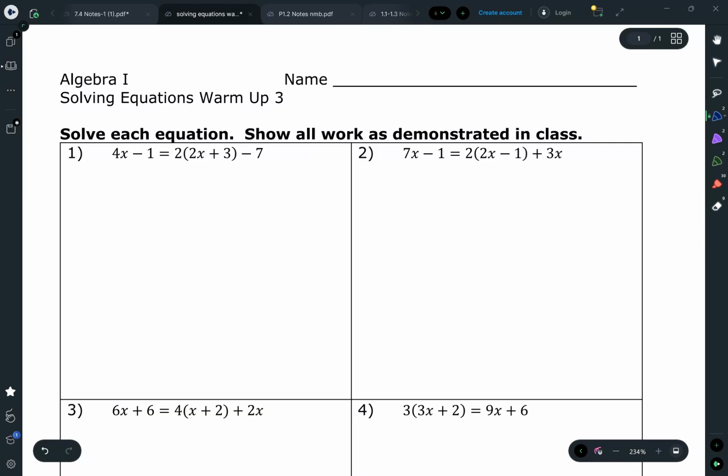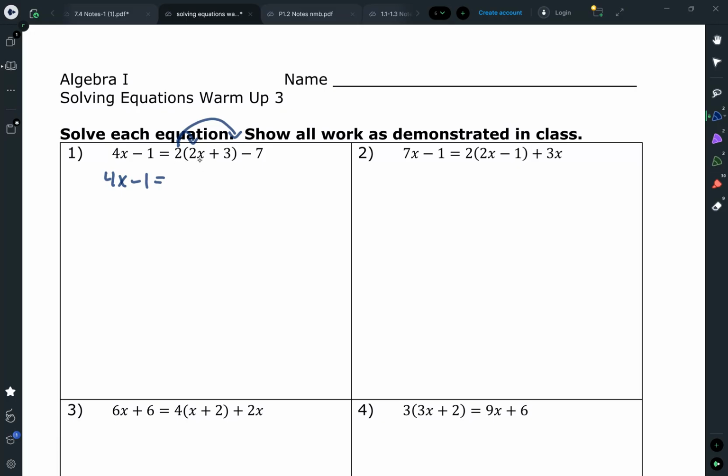So my first step is going to be distributing. So then I have 4x minus 1 equals 2 times 2x is 4x, plus 2 times 3 is 6. And then my 4x minus 1 can stay. Now I want to do something about the other side as well, right? So let's see, 6 minus 7, sorry, is a minus 1. So both sides, this is really weird, both sides are 4x minus 1.